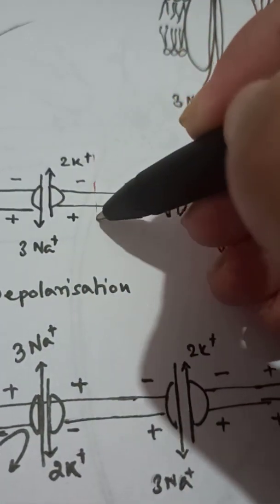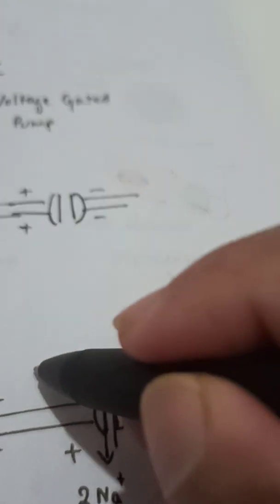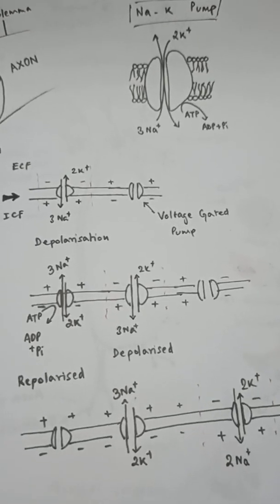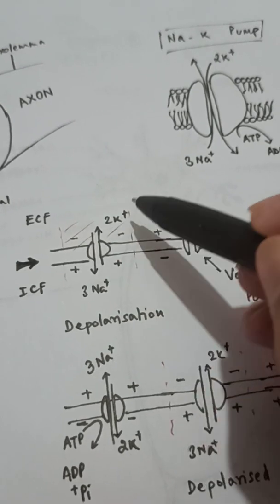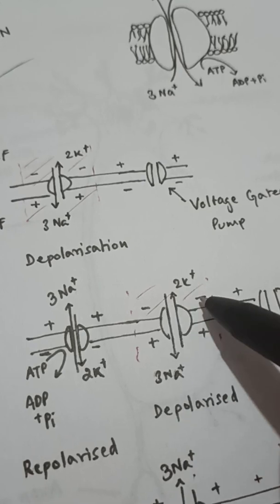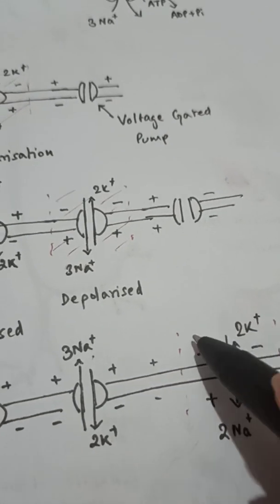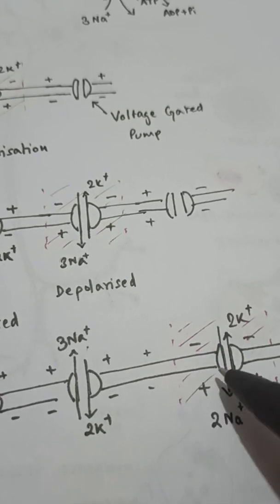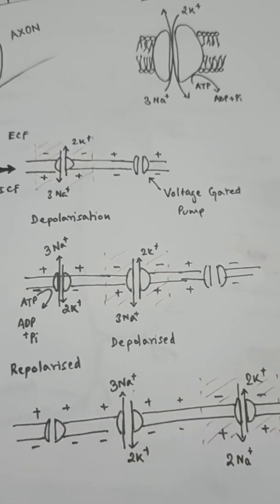So we can notice here that the depolarization is moving forward, isn't it? We can see that the depolarization is moving forward. If we even want to shade it slightly, let's put a little bit of shade, then we can see that the depolarization is now moving forward, isn't it? And that is what is happening inside the axon.